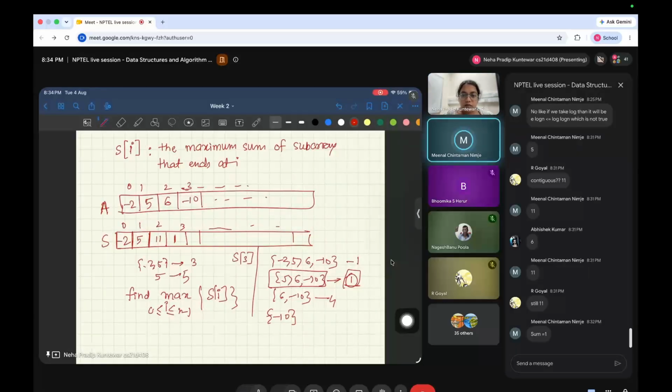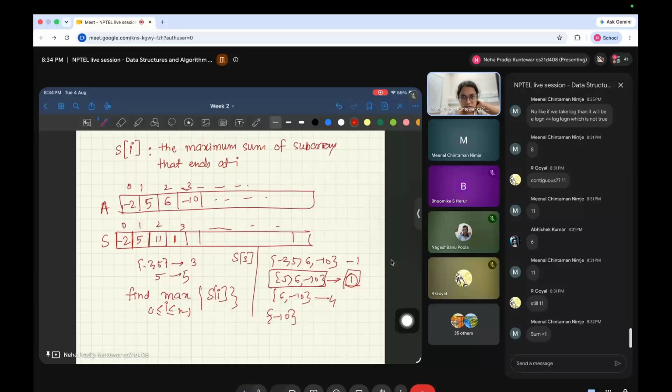Ma'am, just a confusion. We are not doing the Kadane's algorithm, right? Yeah, that is exactly what we are doing. I just need to write how we are calculating S of i.